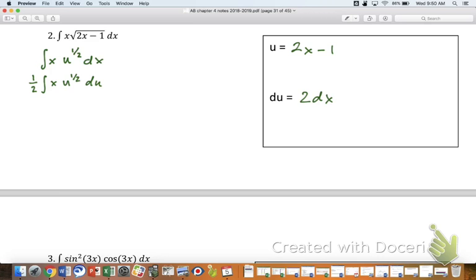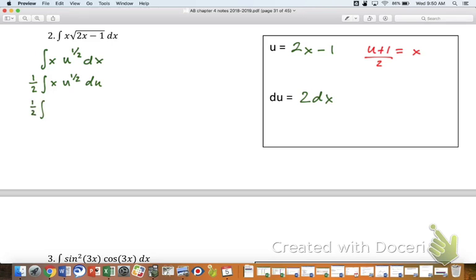We will add 1 to both sides and then divide by 2. So x equals (u plus 1) over 2. All right, so then we can come back over here and be like, cool. Let's do some substituting. I've got this 1/2 hanging out here from before.